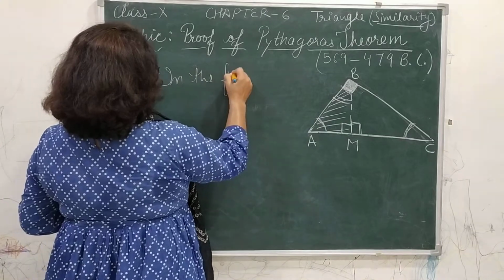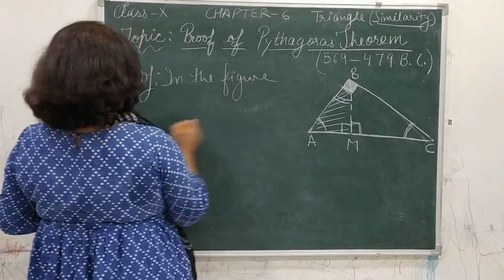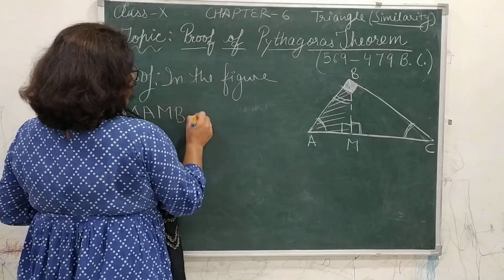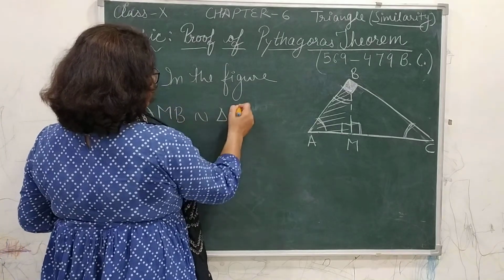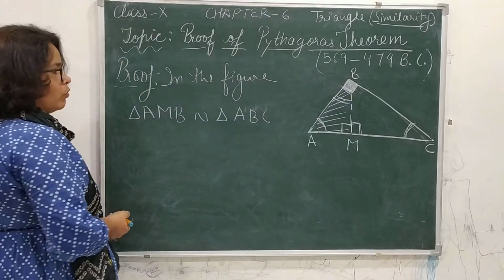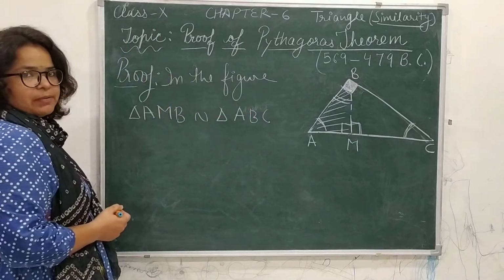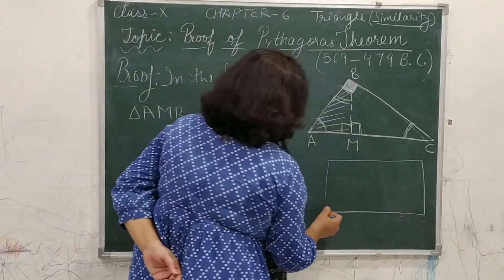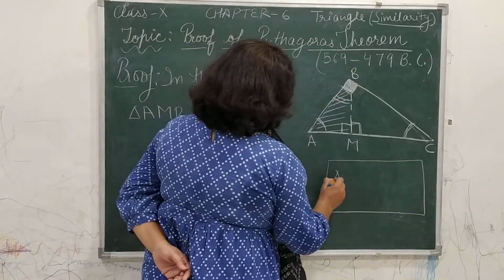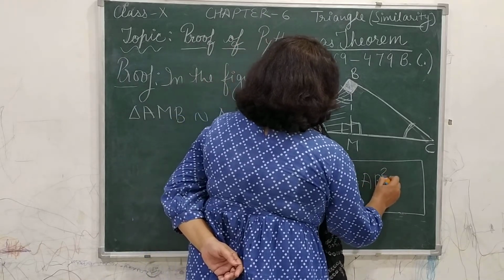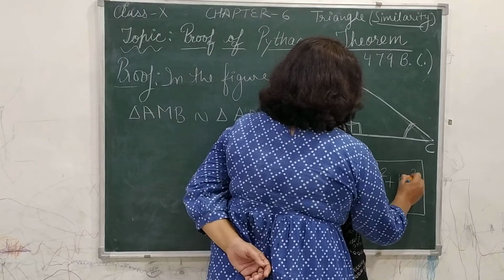In the figure, triangle ABM is similar to triangle ABC. So what do we know? We know the ratios of the sides will be equal, and keep in mind what we have to prove. I am writing this in this box. We have to prove AC square is AB square plus BC square.